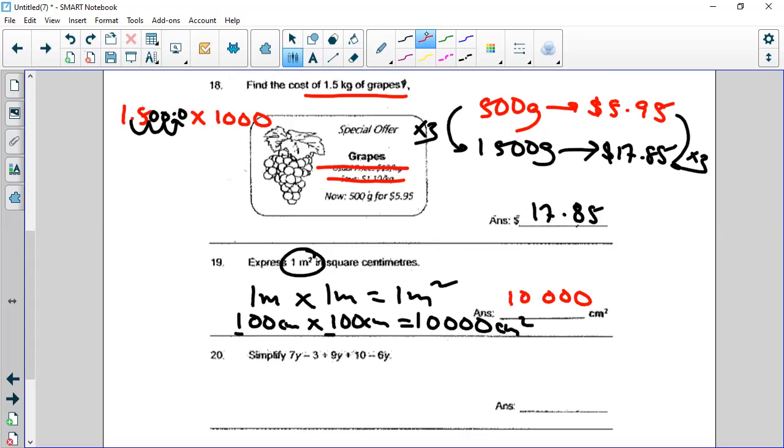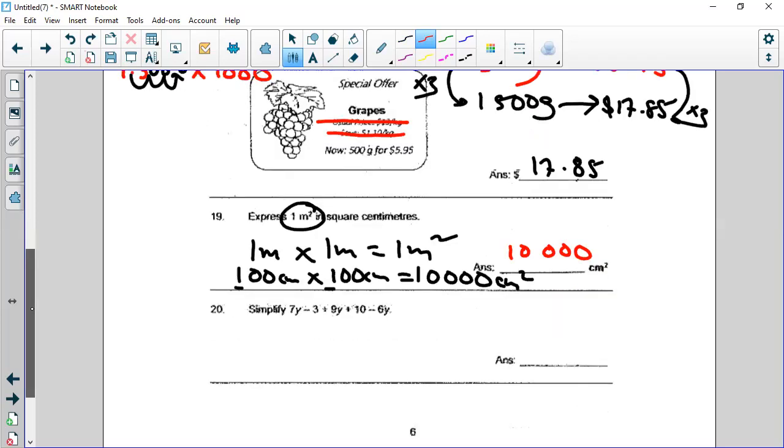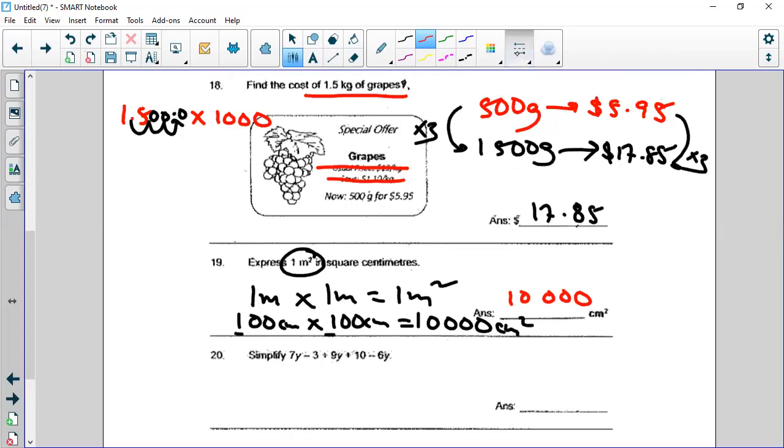Question 20, algebra. By now you should know how to do this, don't leave it blank. If you have left it blank, next time try to do it. So you circle the groups, and then it will be easier for you to work out.